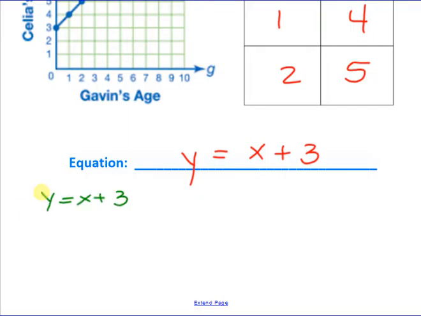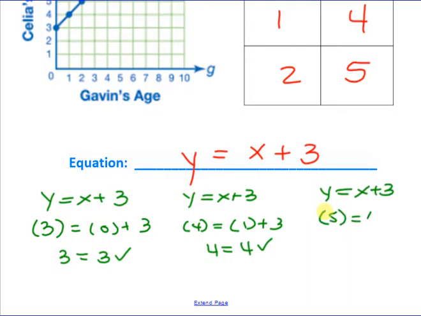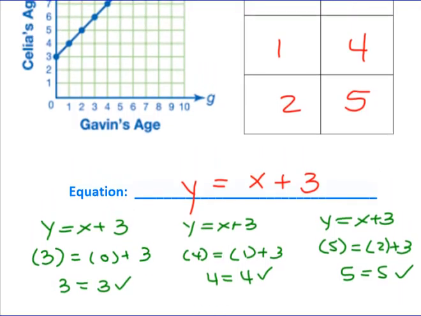All right, so this was 3 equals 0 plus 3, so 3 equals 3, so the first one checks out. Okay, so this was 4, 1 plus 3, so 4 equals 4, that one checks out. And then this is 5, 5 equals 5, and that one checks out. So our equation is correct. Y equals x plus 3.